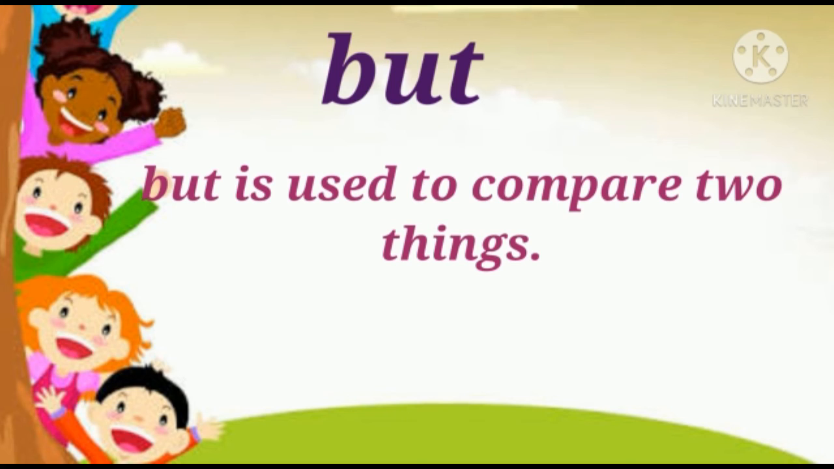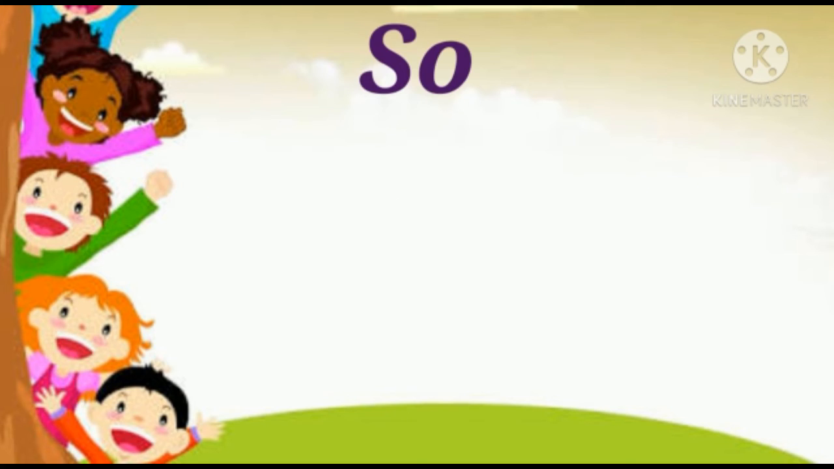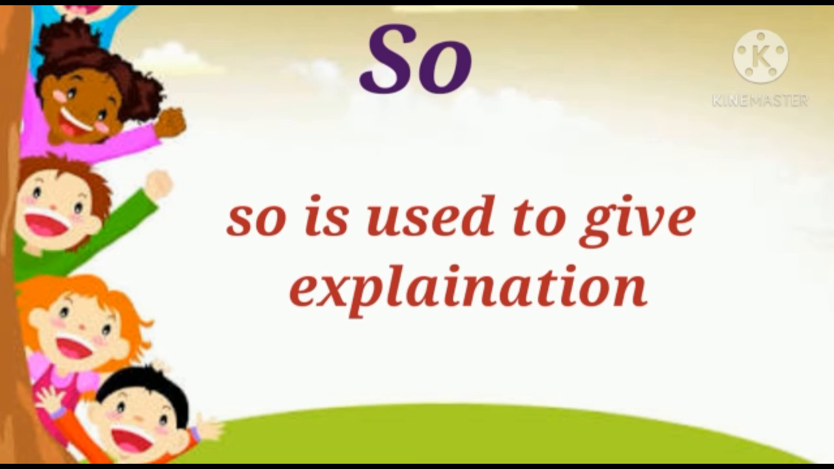We have another conjunction, so. We use so when we are giving someone a reason why I am doing this. For example, I was tired, so I went to bed. Here I am explaining I was tired, that is why I went to bed. So I went to bed. So we use so when we are giving an explanation about something.